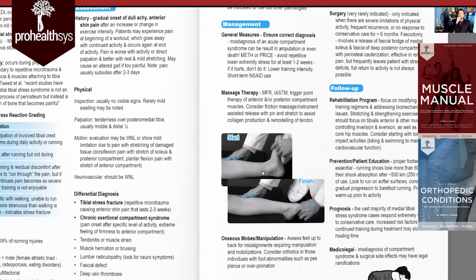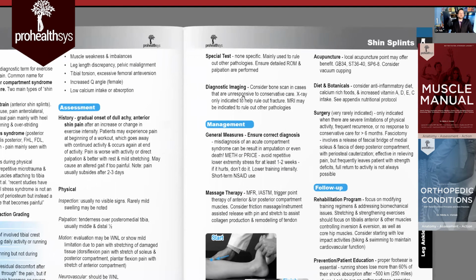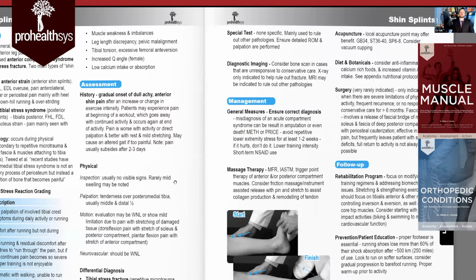All right, special tests. There's nothing specific for this. Mainly rule in and rule out other pathologies. So trying to figure out what else is going on. If it is a tibial stress fracture, you can actually do a fracture screen and flex the bone. So I'll usually take the tibia. I'll give you an example of this once we get into it. Well, I'll give it right now here too.